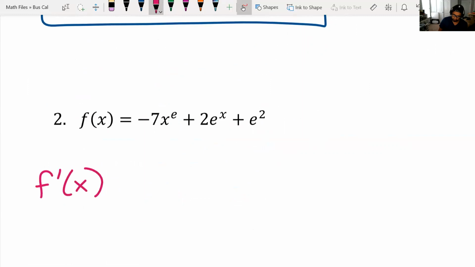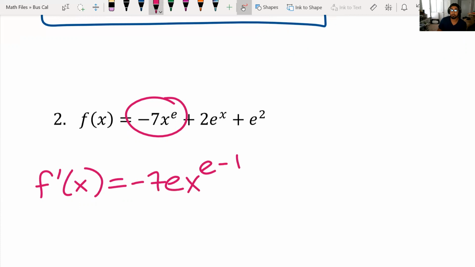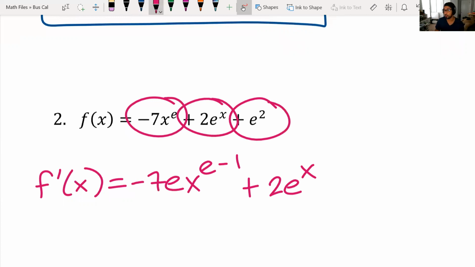Two. Find the derivative. The derivative of negative 7x to the e. All right. So that e will come down, multiply the 7. So you'll have negative 7e times x to the e minus 1. And then the derivative of 2e to the x is just that, 2e to the x. And the derivative of e squared. Now this one's tricky because it's not e to the x and it's not x to the e. E squared is just a number. This is just a constant, which means the derivative of e to the second is just 0. So that's it. We're done again.